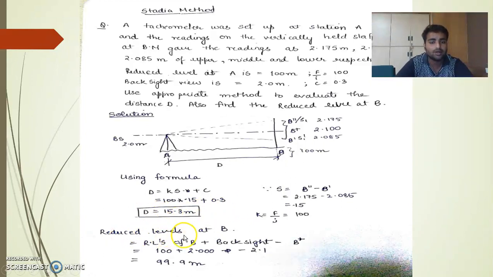If you want to find the reduced level at B, we use the reduced level of A, which is already given in the question. We add the backsight to A, which is already given in the question, and subtract the central stadia reading, which gives 100 plus 2 minus 2.1, giving 99.9 meters.